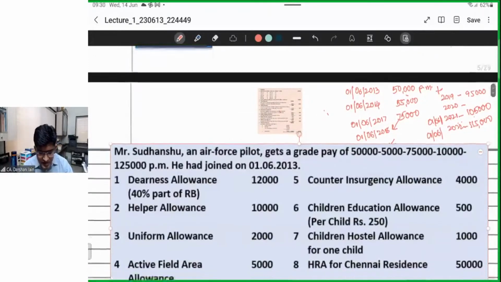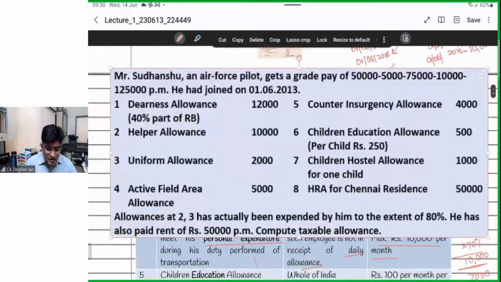Very good. Now, apart from the grade pay, the basic, he is also in receipt of dearness allowance of rupees 12,000 per month. And 40% of that 12,000 is part of retirement benefit. He has received helper allowance of rupees 10,000. Look at this, helper allowance of 10,000 rupees. Now, this is going to be taxable to the extent it is not spent. Uniform allowance, 2,000 rupees per month, taxable to the extent not spent.